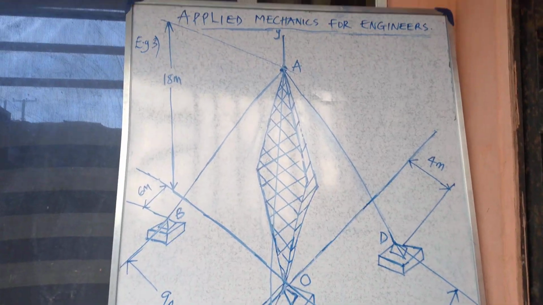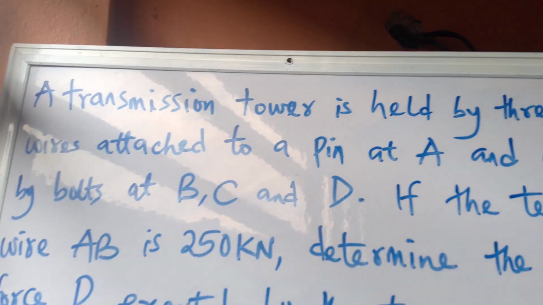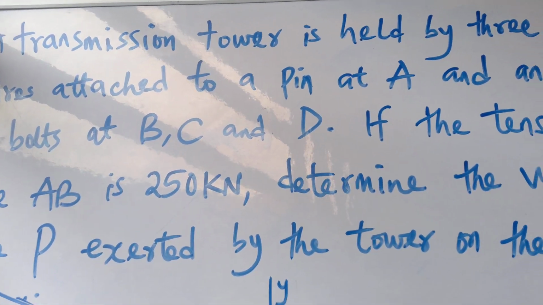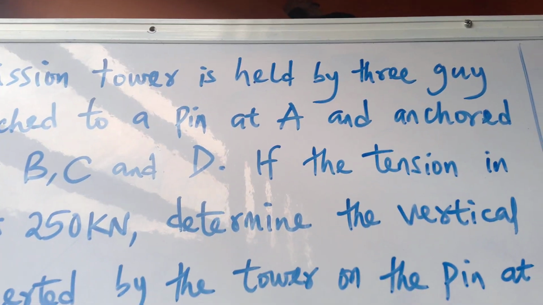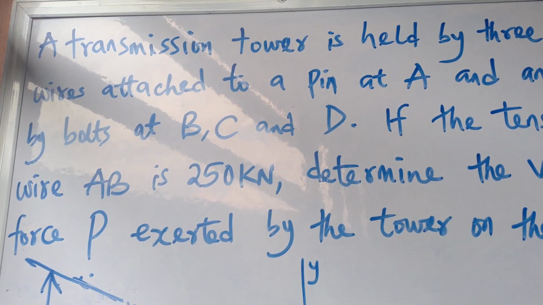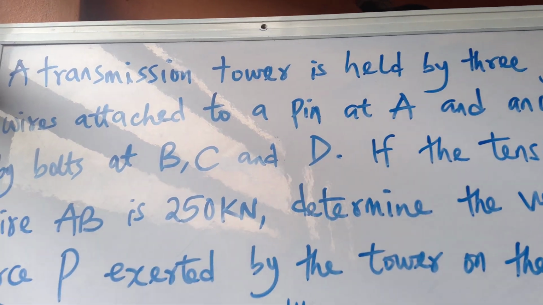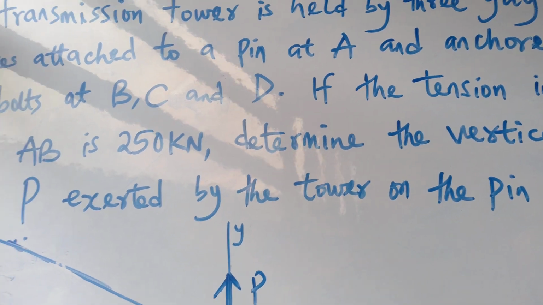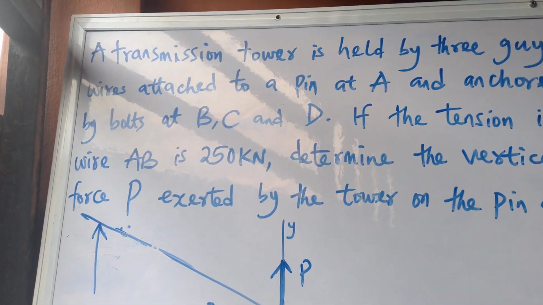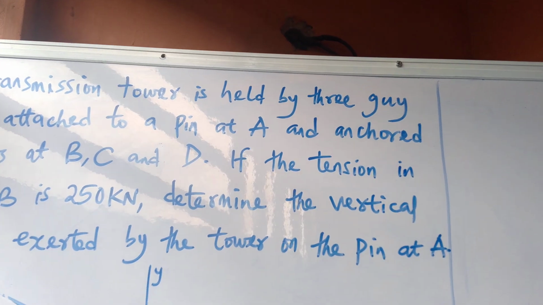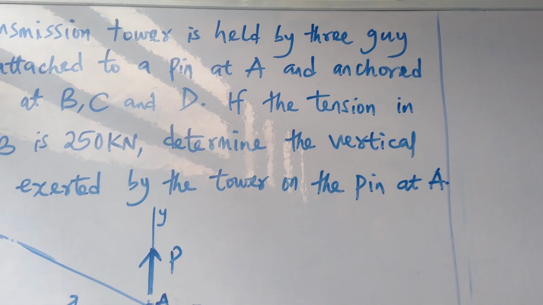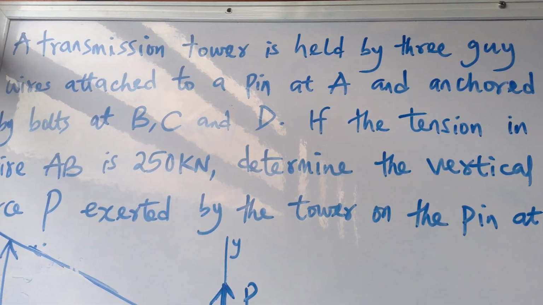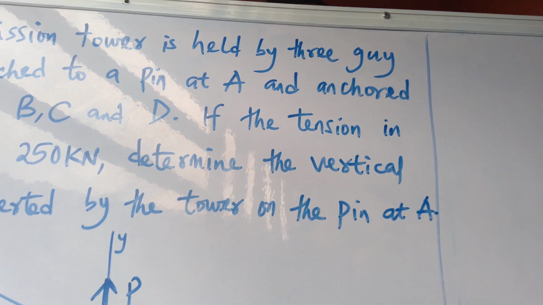A transmission tower is held by 3 guy wires attached to a pin at A and anchored by bolts at B, C, and D. If the tension in wire AB is 250 kilonewton, determine the vertical force P exerted by the tower on the pin at A.